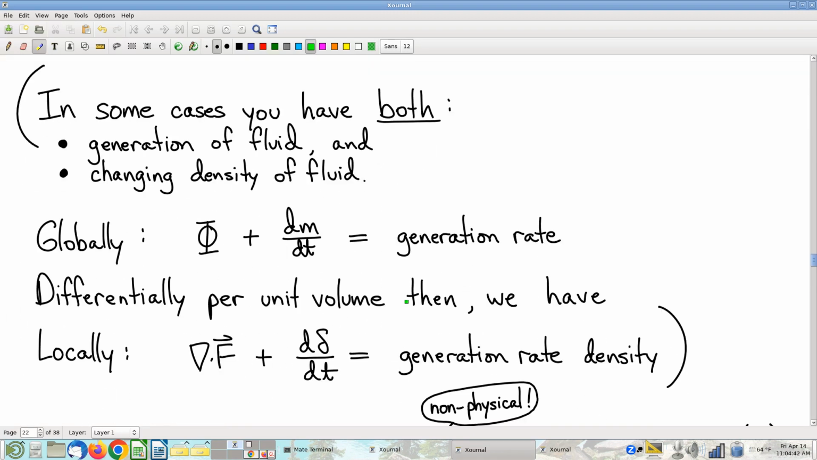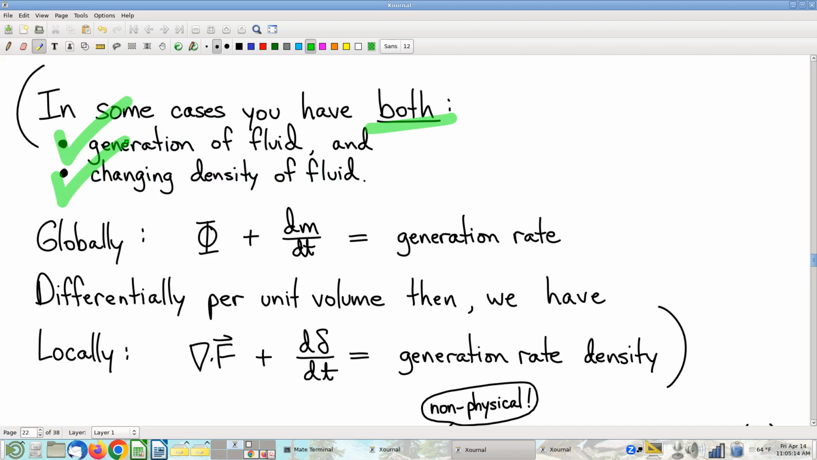Real quick comment, and then we'll call it a week. The two examples that I showed were kind of extremes. In one case, with the photons, we were generating fluid and no density was changing. In the second case, we had changing density and nothing was being generated, right? So we had very different kinds of fluids. In some cases, both are happening. Fluid is being generated, and furthermore, the density is changing too.